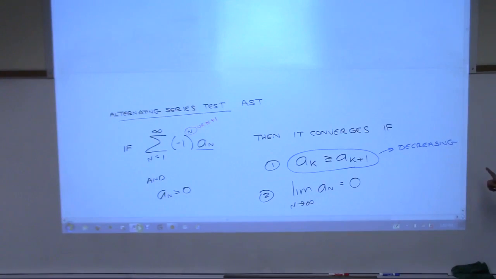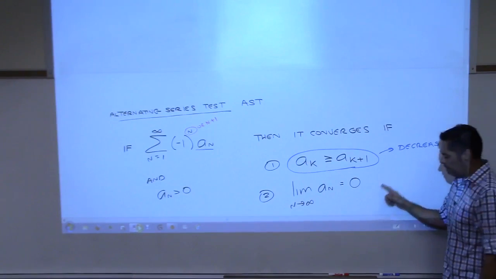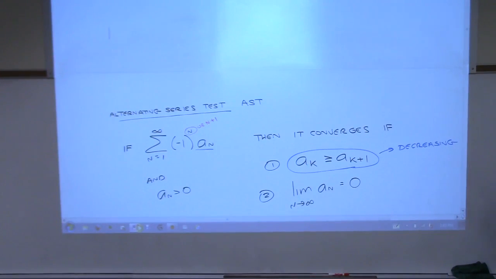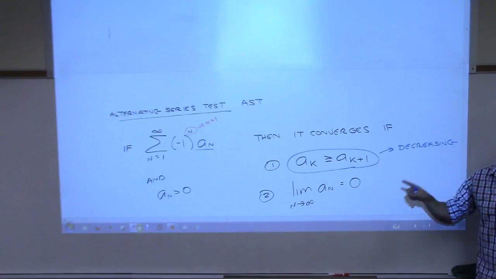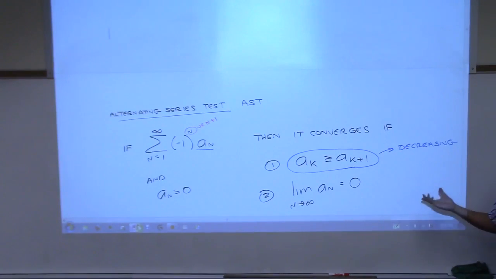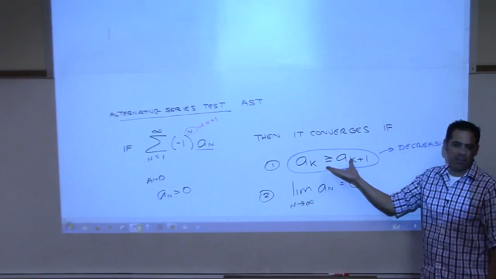Do you recall when we were doing sequences in 8.1, the two different ways you could show a sequence decreased? The derivative was one of them. If we could show the derivative of the sequence was negative, that would mean it decreases. And then the other one was just to actually show that this inequality was true.